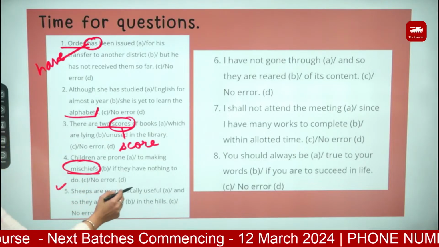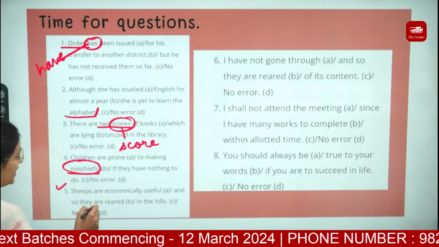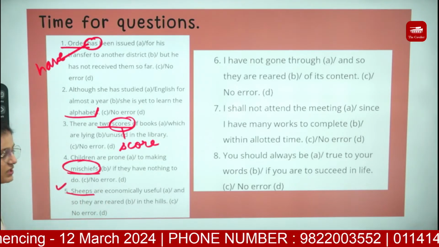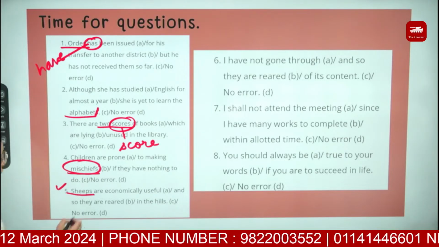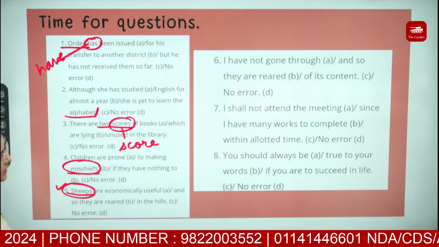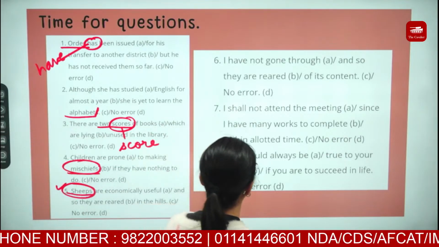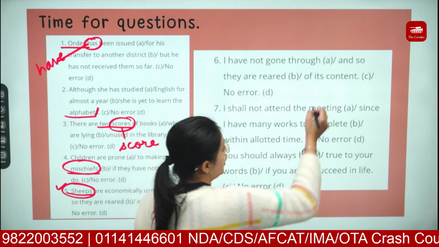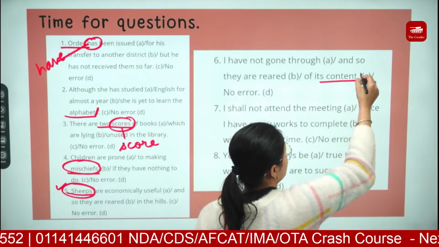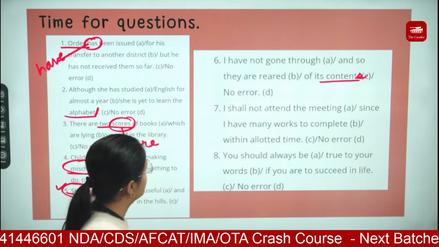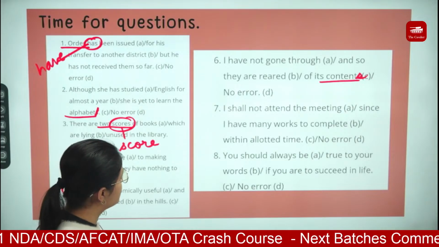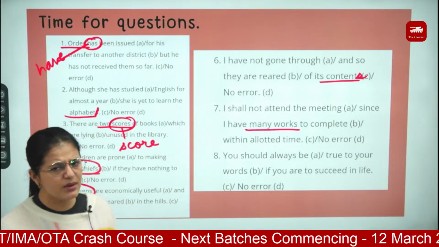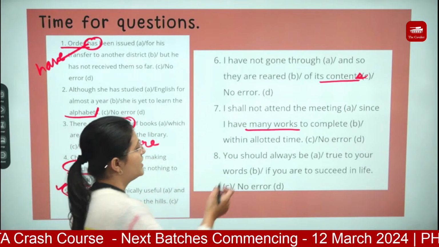Sheep are economically used and so they are reared in the hills. In this one, just as I told you, nouns होते हैं जो plural ही रहते हैं. So sheep, not sheeps. Okay. Next, I have not gone through and so they are reared of its content. Not content, but satisfaction. Okay. Next, I shall not attend the function, I think I have many works. There's no term like many works, right? It is just as I told.